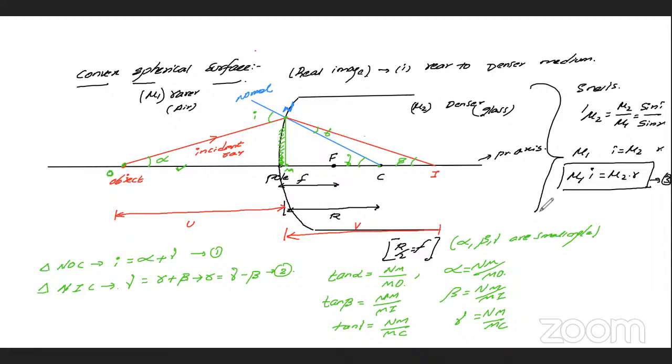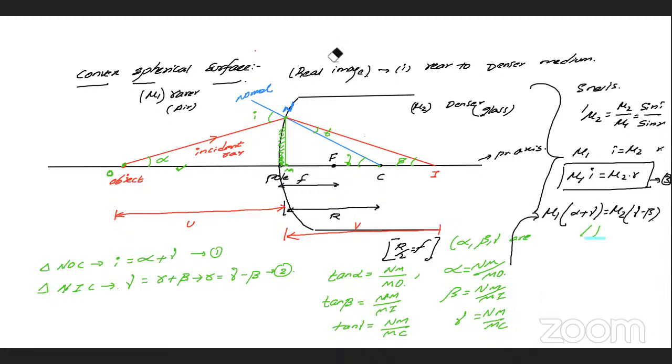When you do substitute, what will happen? So the relation is like this: mu1 into (alpha plus gamma) is equal to mu2 into (gamma minus beta). So I'm going to substitute alpha and gamma. In this relation, this is your NM and those relations in your third relation.